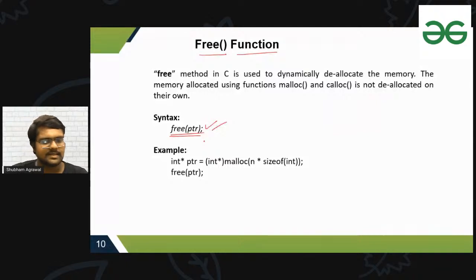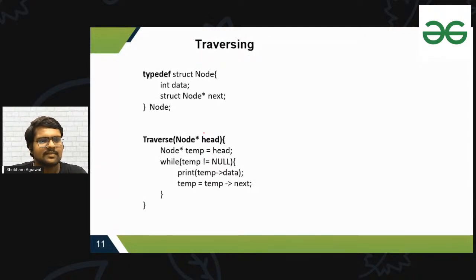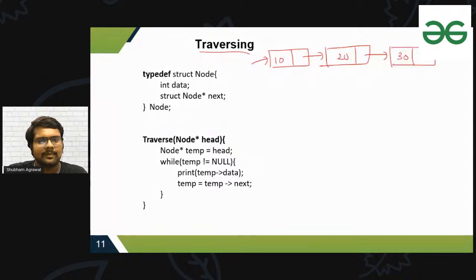Now let's see how we can traverse a linked list. Let's suppose we have a linked list 10, then we have 20, then we have 30, and then we have 40, and then null is there. So this linked list contains 4 elements, and this is the head, which is pointing to the first node.